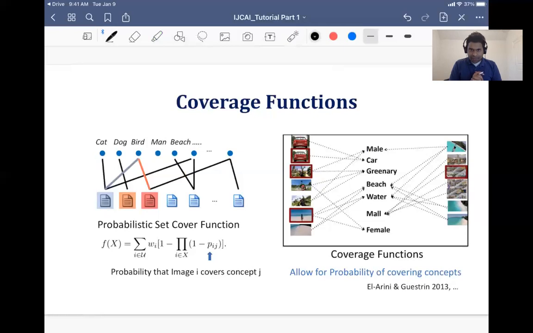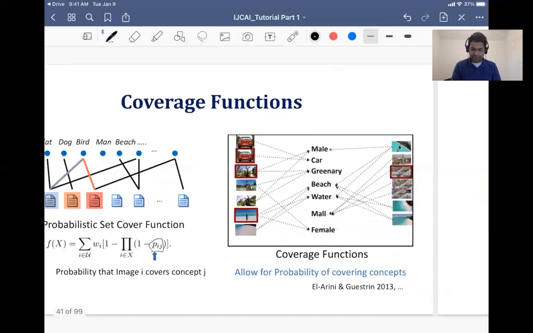Another example is probabilistic set cover. The probabilistic set cover function does not force a hard assignment. So you don't need that this image should only have a car. You can say that with a certain probability there's a car, with a certain probability there's greenery, with a certain probability there's a beach, and so on. So you have this probabilistic vector. Each image has this probabilistic vector Pij, and then you define this probabilistic set cover. If my Pij's are binary, I get back my set cover function. So this is in some sense a generalization of set cover.